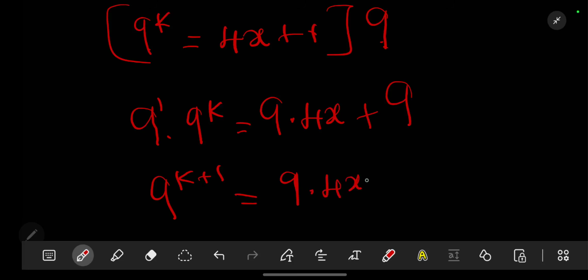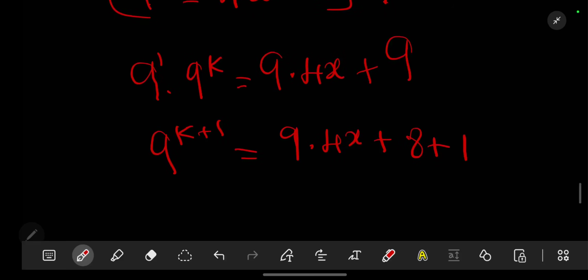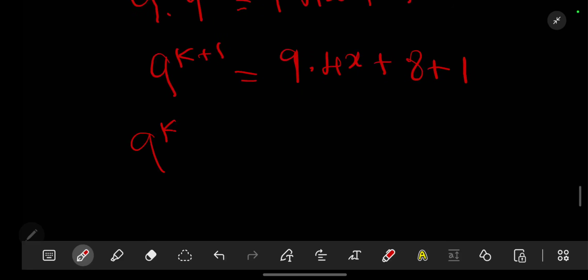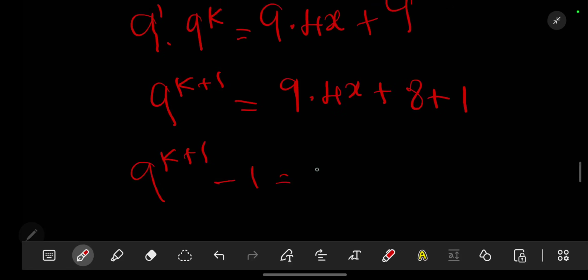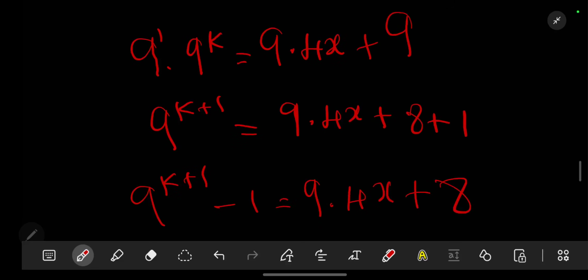We have 9 times 4x. Then we know we want 4 to be outside, so 4 can enter into 8, so we are going to have 8 plus 1. The 1 goes back to this side, so we have 9 to the power k plus 1 minus 1 is equal to 9 times 4x, plus 8.